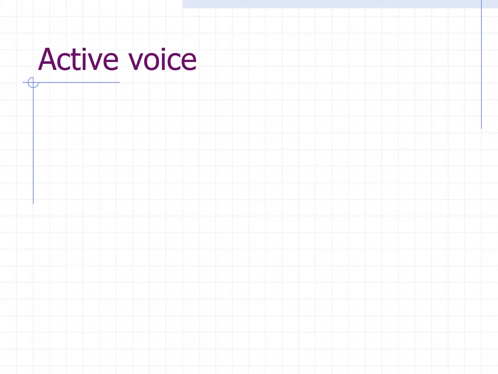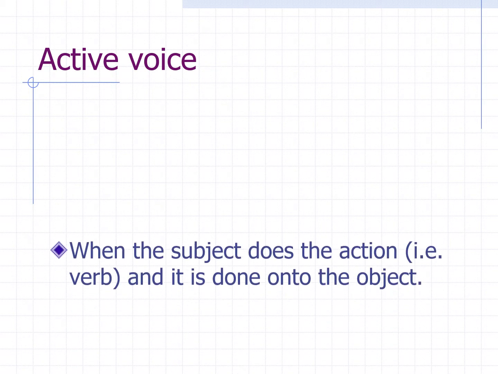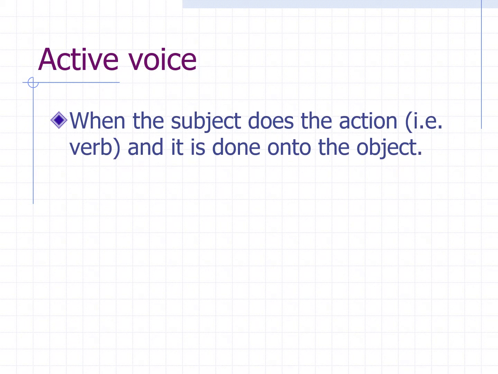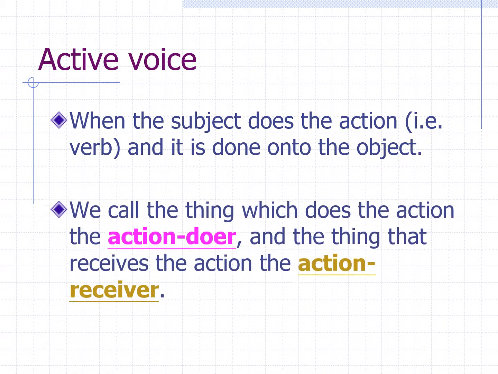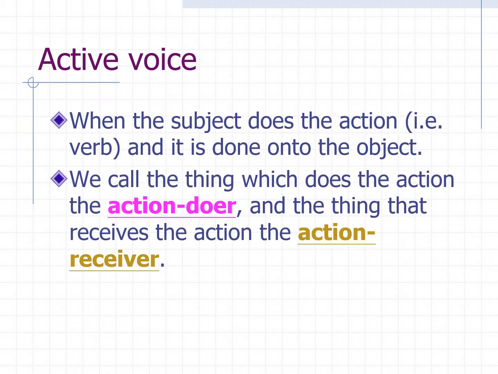Once you understand how a basic sentence works, let's revise what active voice is, which is a very common sentence structure at your level. When we say the sentence is in active voice, it means that the subject or the thing before the verb does the action onto the object, which is the thing after the verb. We also have names for them. We call the thing that does the action the doer, and the thing that receives the action the receiver.